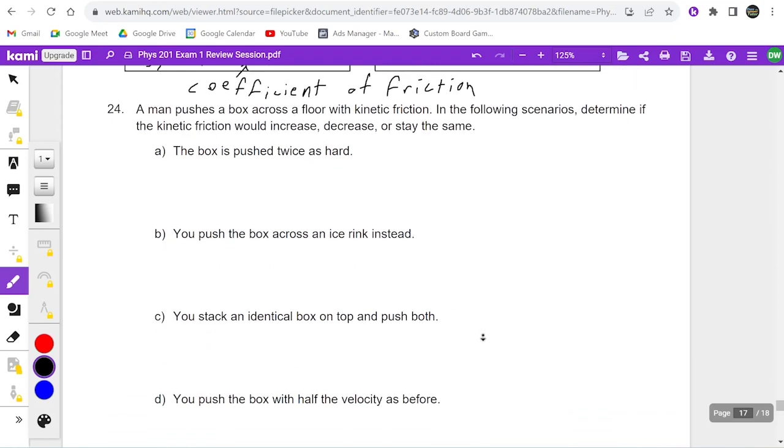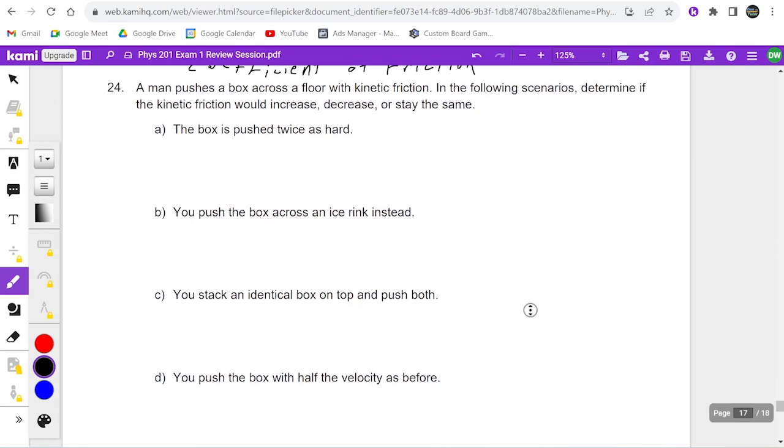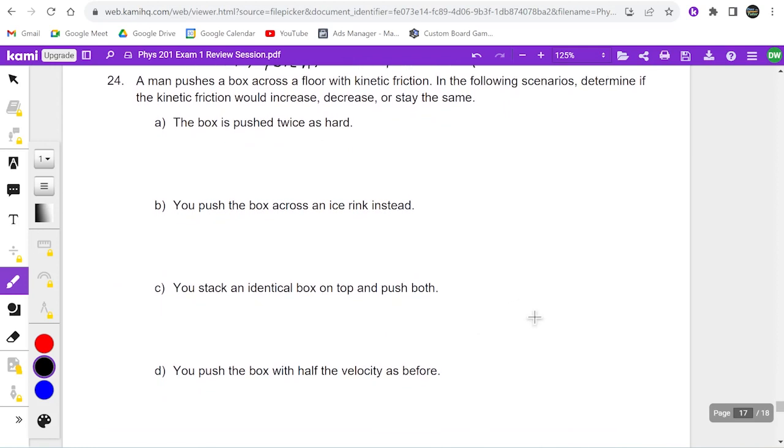But now we have 24, which is kind of a conceptual question. A man pushes a box across a floor with kinetic friction. In the following scenarios, determine if the kinetic friction would increase, decrease, or stay the same. Okay, part A. The box is pushed twice as hard. Just don't say it out loud, just think it in your head for a second. Increase, decrease, or stay the same.